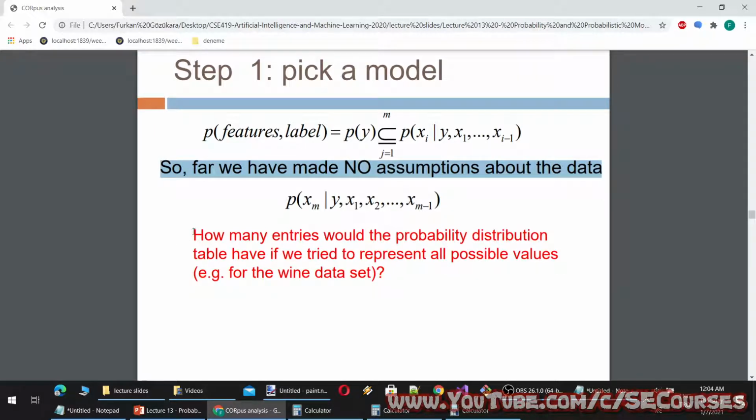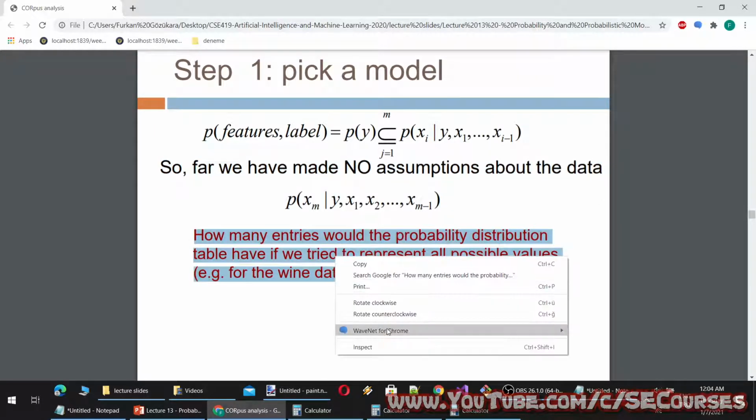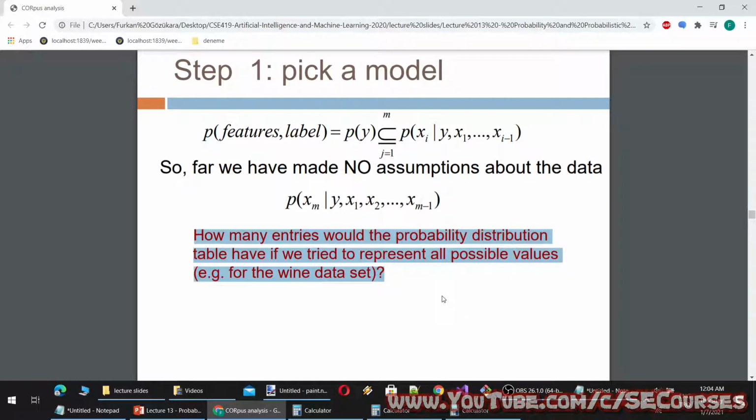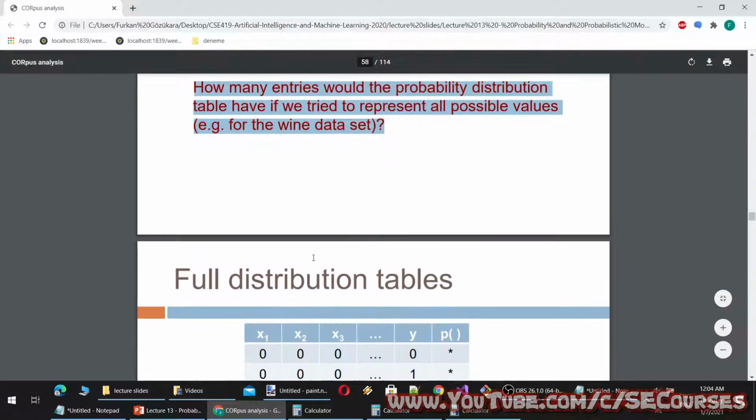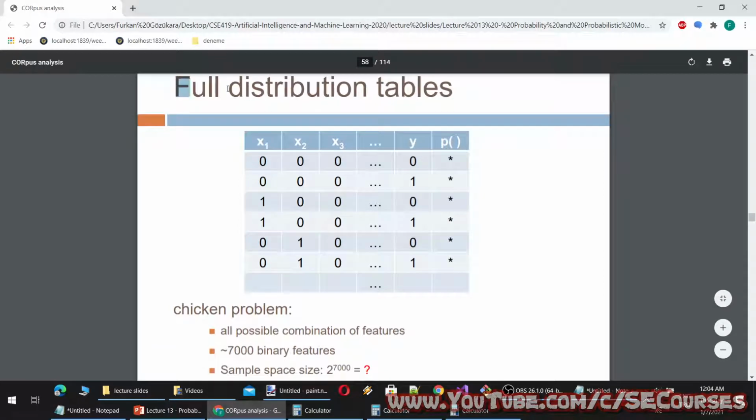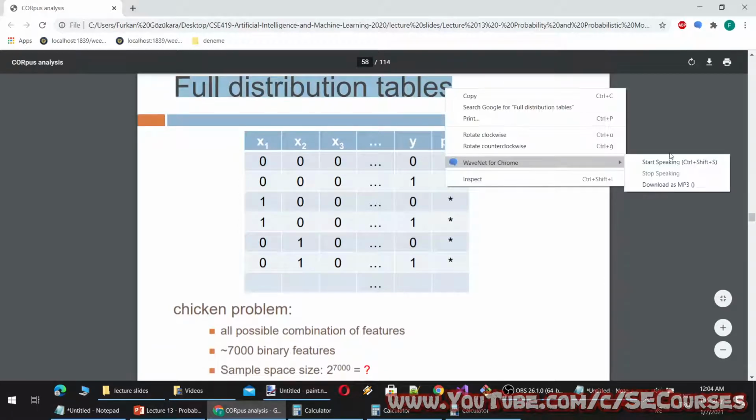So far we have made no assumptions about the data. How many entries would the probability distribution table have if we tried to represent all possible values, e.g. for the wine data set? How many possible values would we have? So let's consider it like this.